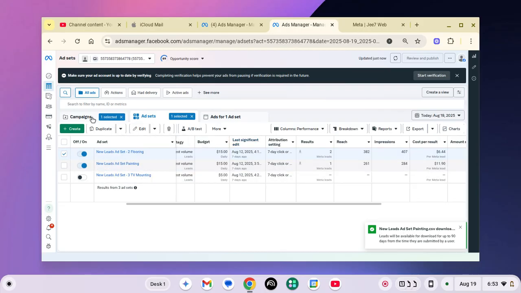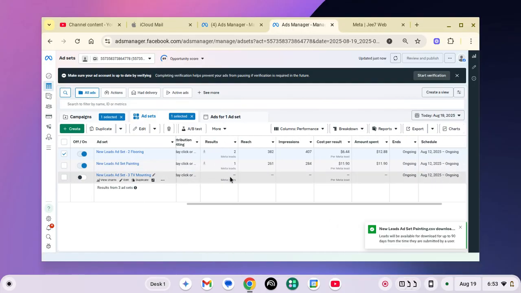Alright, so I just want to take you guys behind the scenes of a campaign that I'm running for a client today so you can kind of see some results for painting and flooring. And he started to do TV Mountain, but it's just not as big of a job as painting or flooring. So you get people coming in for flooring or painting, it's far more money than just a TV Mountain. And he does that, ideally.